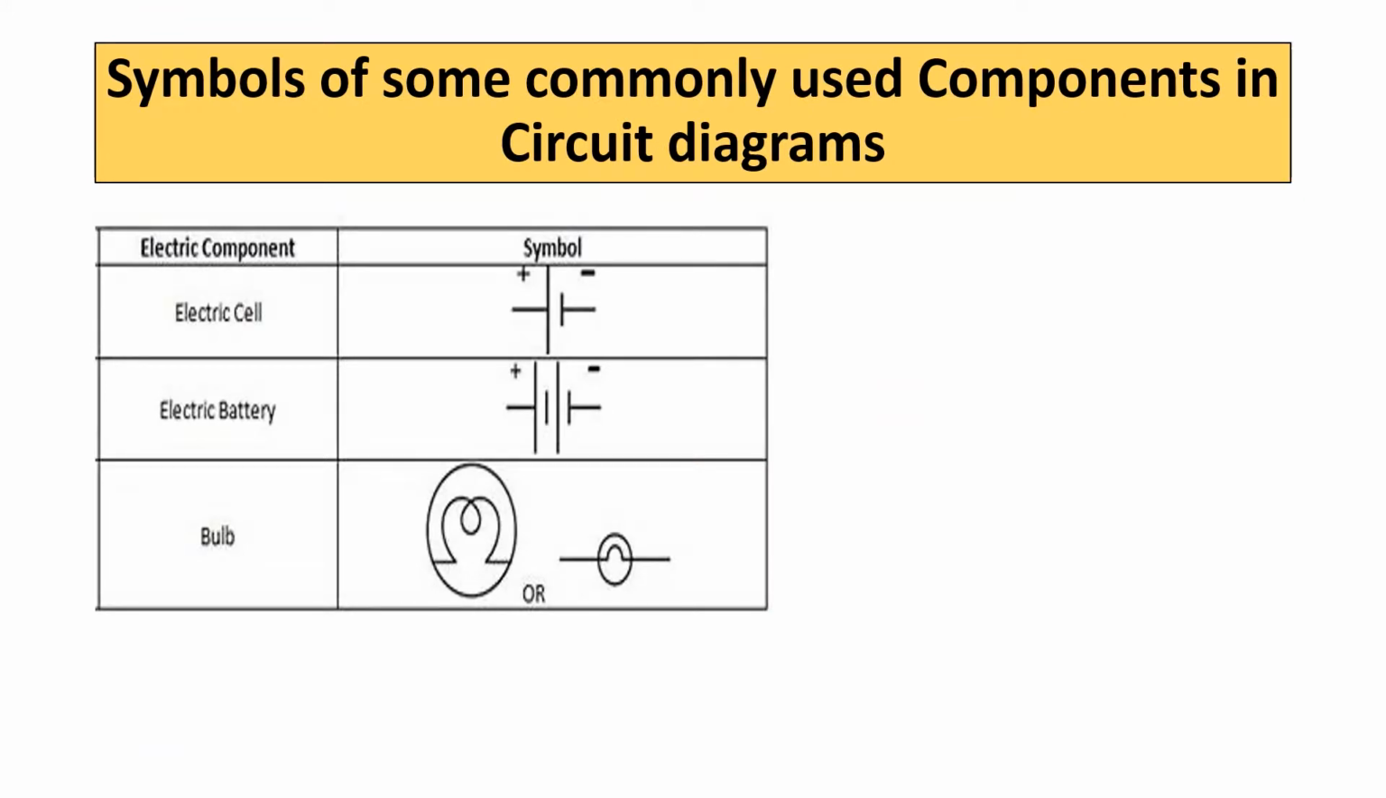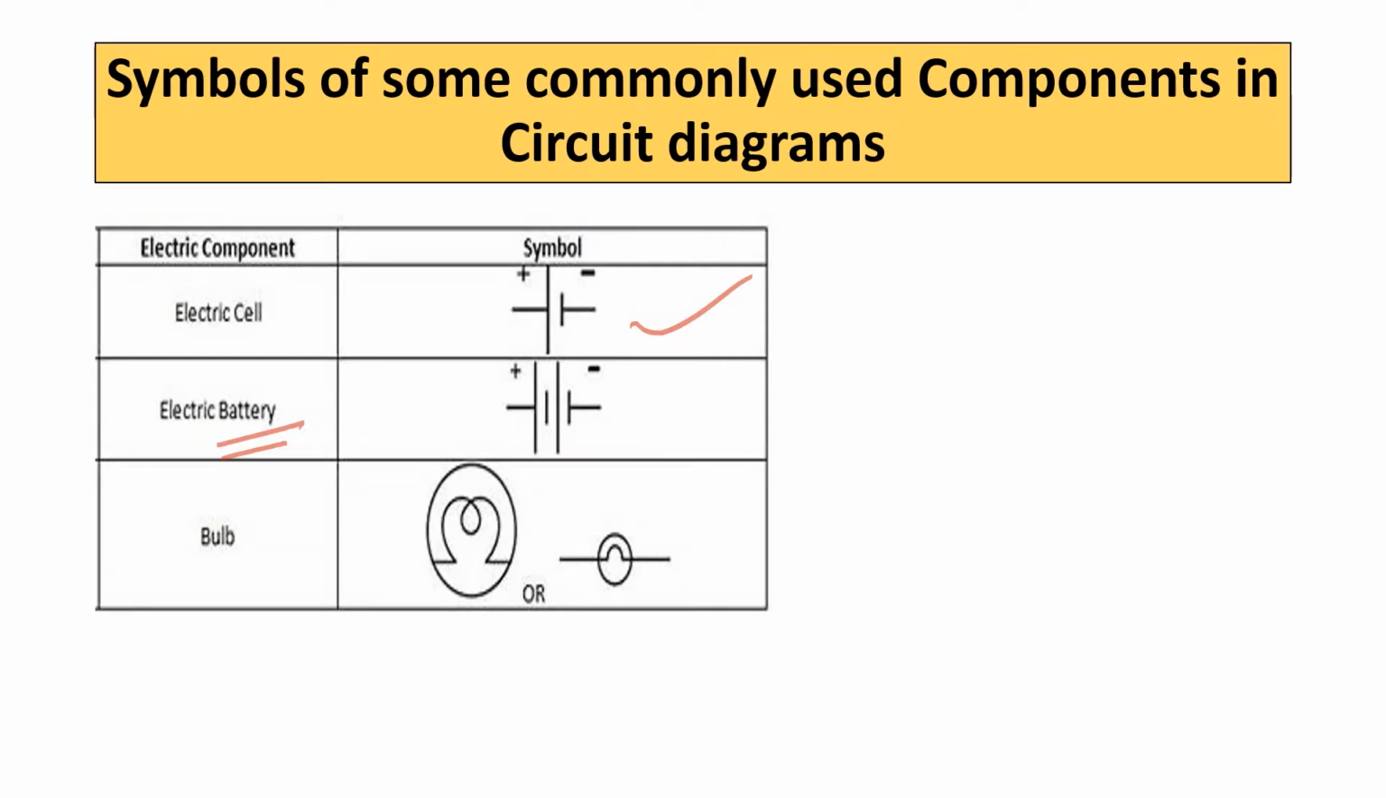To draw the circuit diagrams, you have to learn the symbols. For an electric cell, you can represent using this symbol. One big line indicates the positive terminal and small line indicates the negative terminal. If you draw more than one cell, you will call that a battery. This is the positive terminal and this is the negative terminal of the battery.